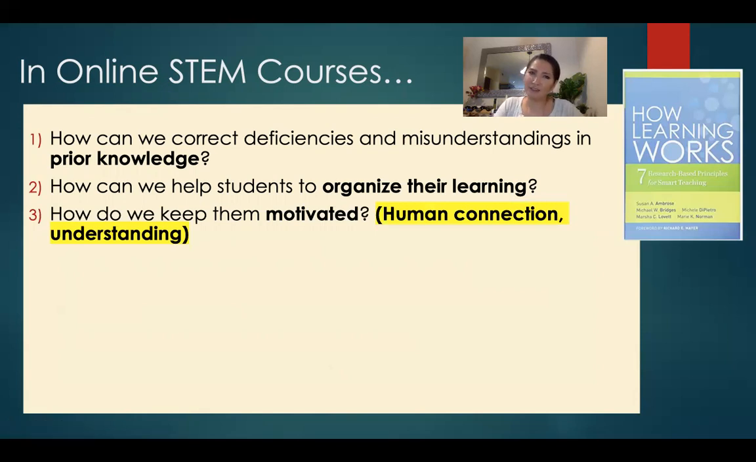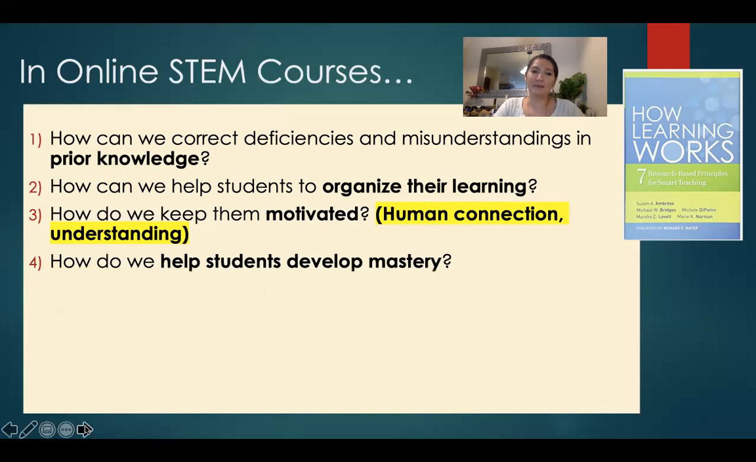How do we keep them motivated, especially when they can't see each other or they don't see each other often? My students tended to be motivated by human connection and understanding the material and understanding the grading system. When they understood that it was their hard work that was going to lead to the outcomes that they wanted, and that hard work was going to lead to learning, and that learning was going to lead to the grades they wanted, all of that sort of worked together to keep my students motivated. How do we do that online?